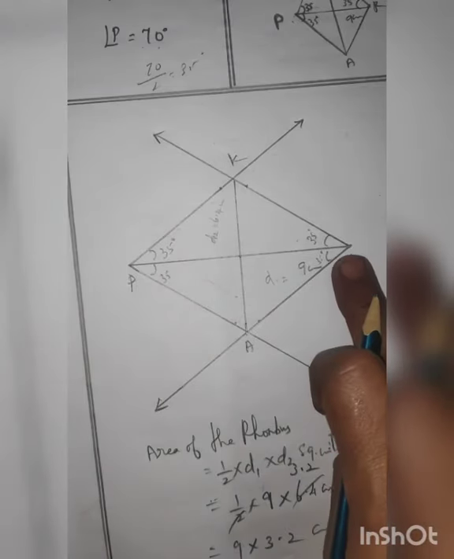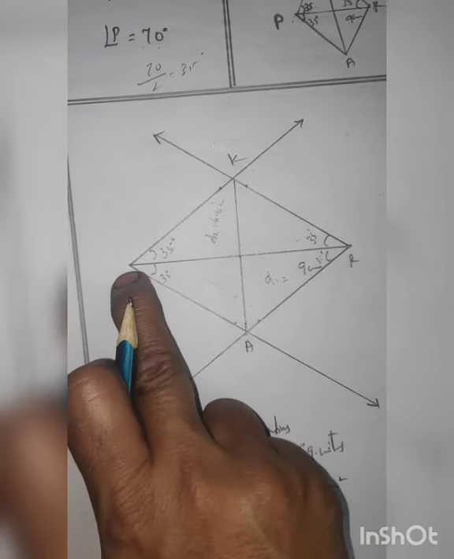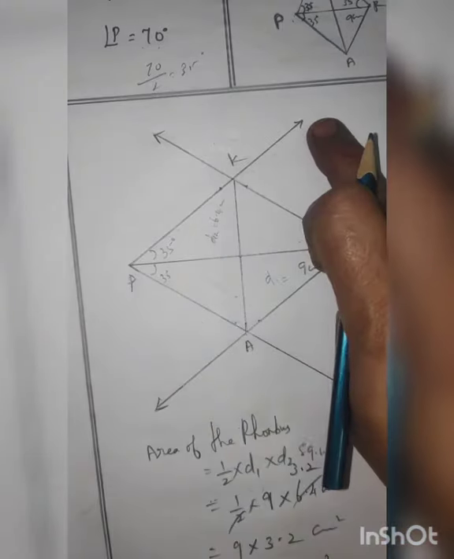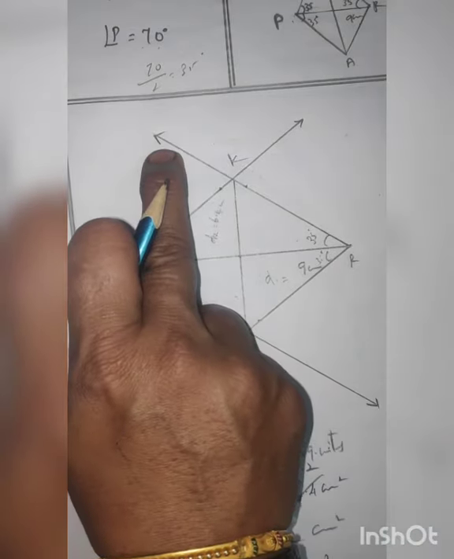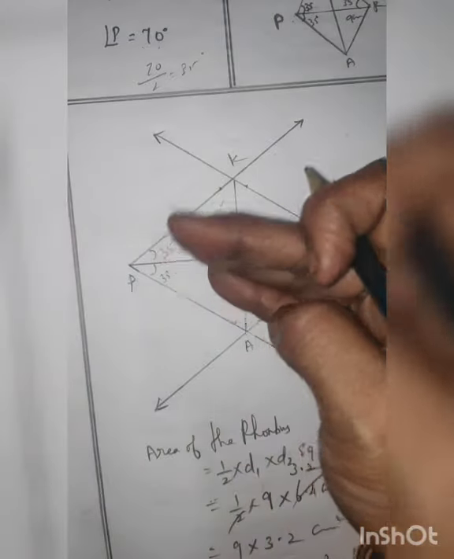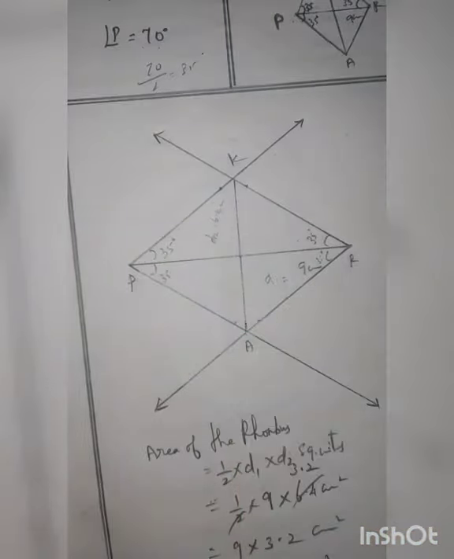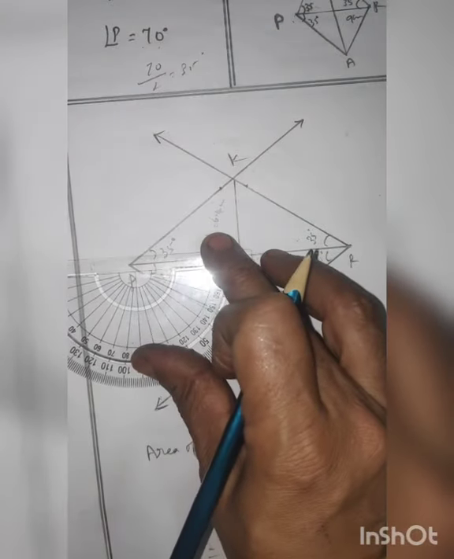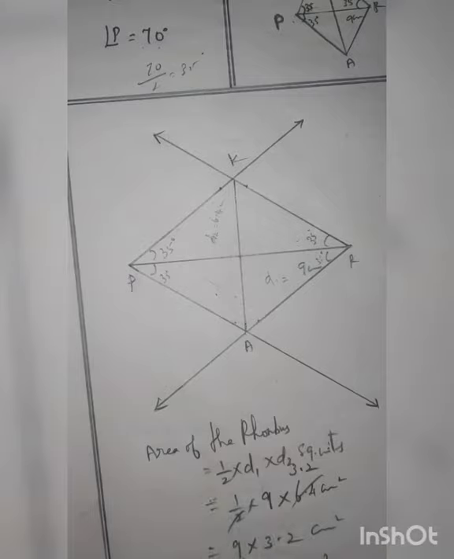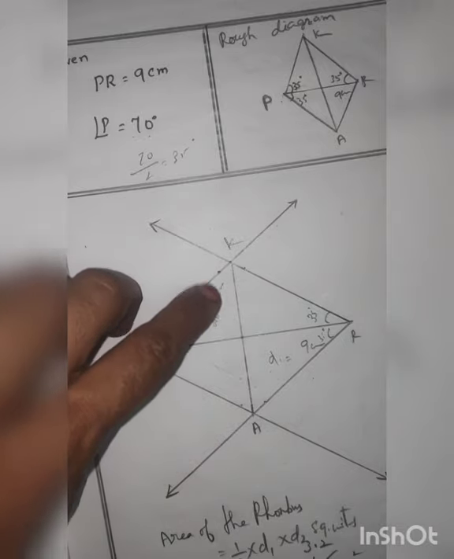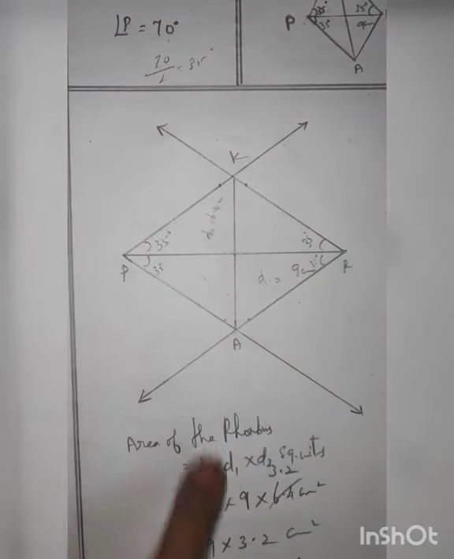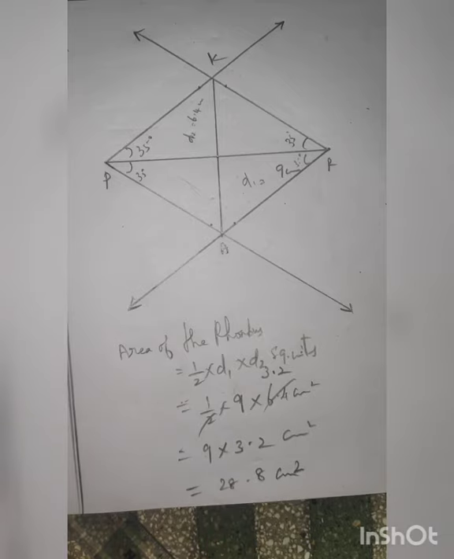First, draw the line of 9 centimeters. Keep the protractor at point P and measure 35 degrees. Join the line and put in the arrow mark. Next, at R, keep the protractor, measure 35 degrees and put in the arrow mark. Join the line. Turn the notebook or turn the protractor. How do you keep the protractor below? You see here, keep the protractor and measure 35 degrees. Otherwise you get confused. Change the notebook and measure 35 degrees, and the answer will come correctly. Okay, the joining point is A, write K there, join AK. D2 equals 6.4 centimeters. Substitute these two values in the formula and get the answer 28.8 centimeters squared.